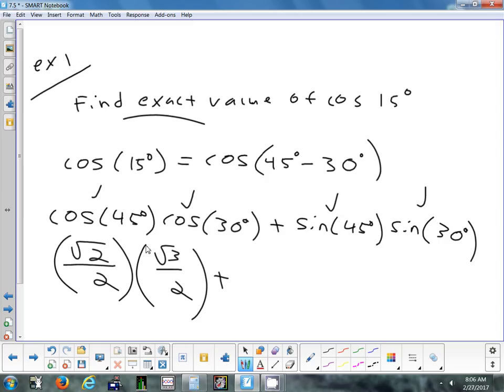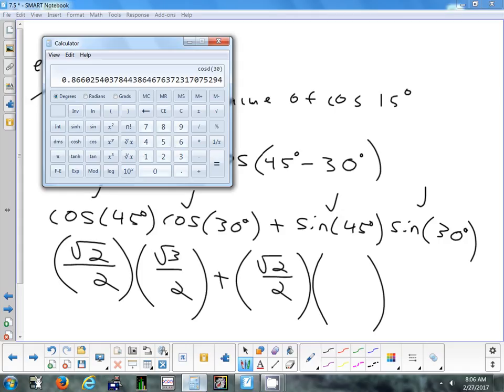How about the sine of 45? If you know the cosine of 45, you should know the sine of 45. These are complementary angles. 45 and 45 add to 90. Sine and cosine are co-functions. If you have complementary angles of co-functions, they're the same thing. So cosine 45, sine 45, same thing. And the last one, sine of 30, comes out to 1/2.